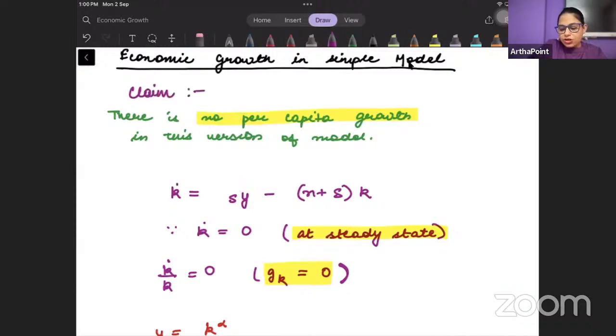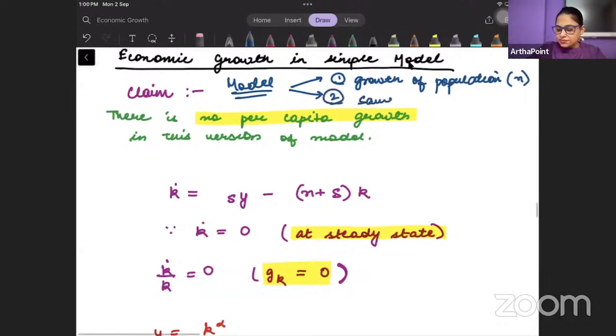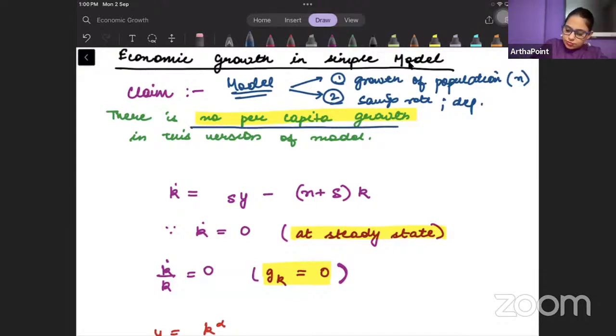My claim is that in this model that we have studied till now, what model did we study? There were only two things. One, there was the growth rate of population, an n factor, and second, there was the savings rate, and of course depreciation. When we are given only this kind of model, my claim is that there is no per capita growth rate.